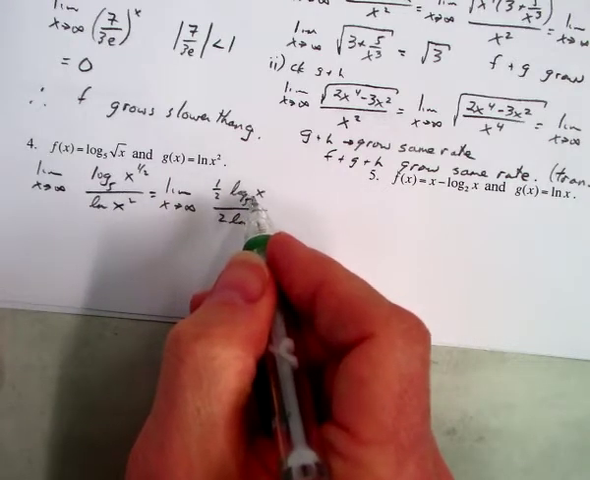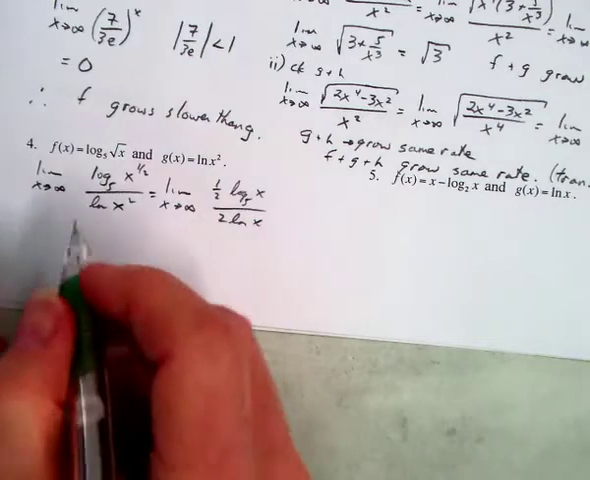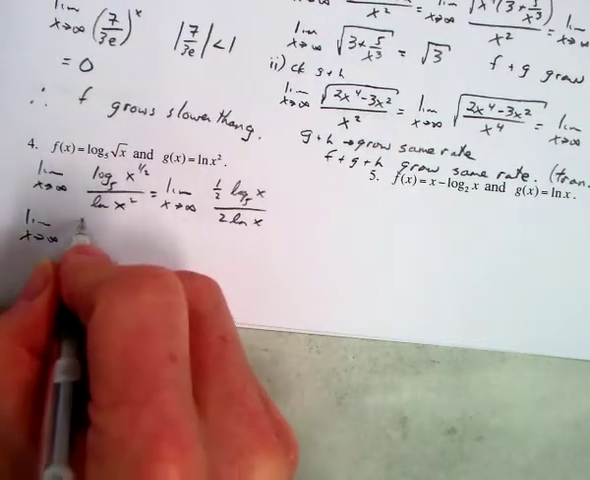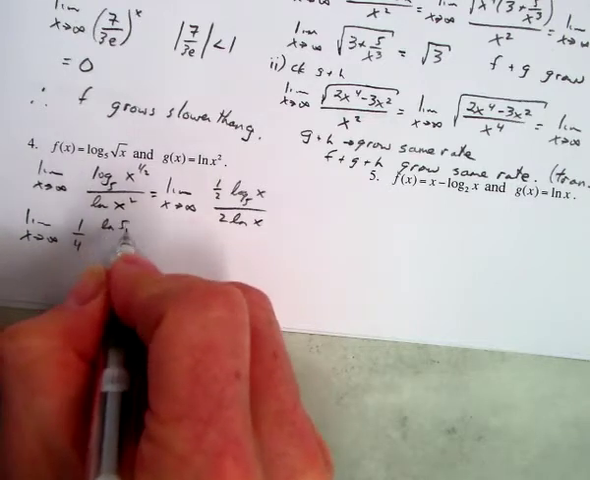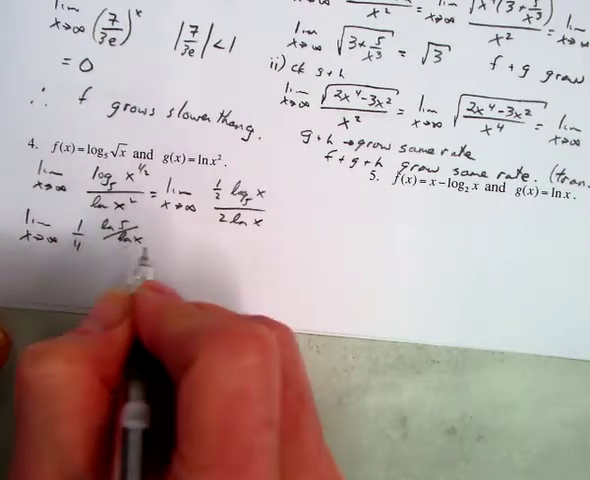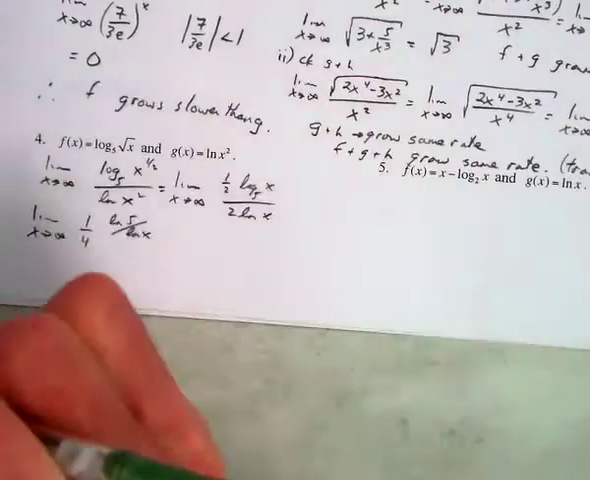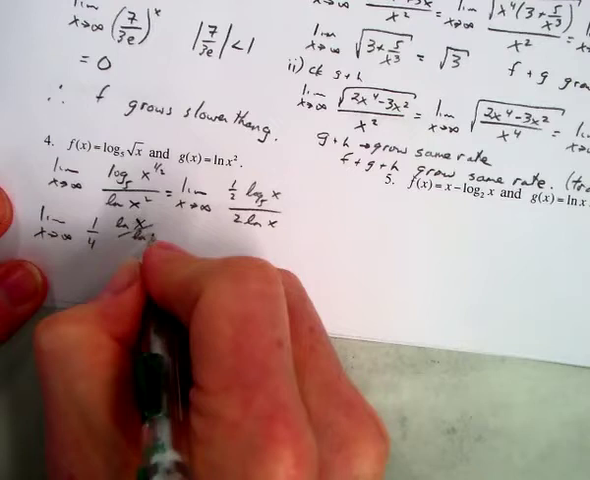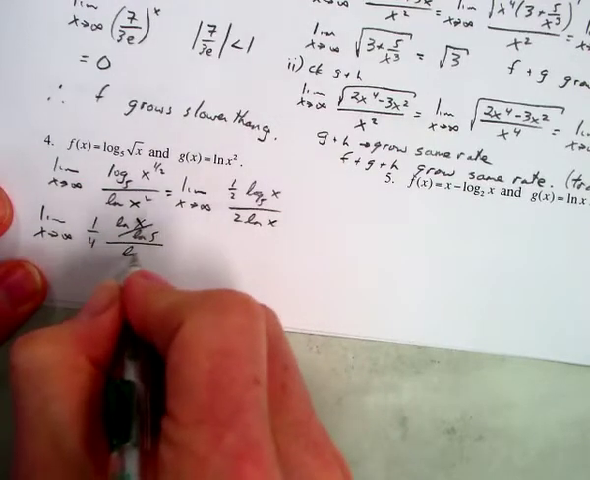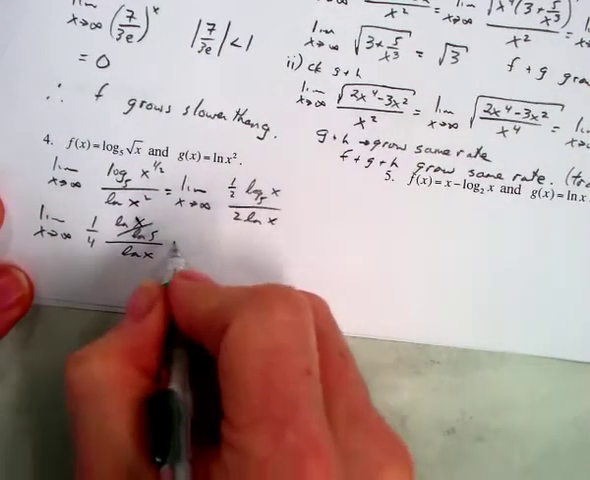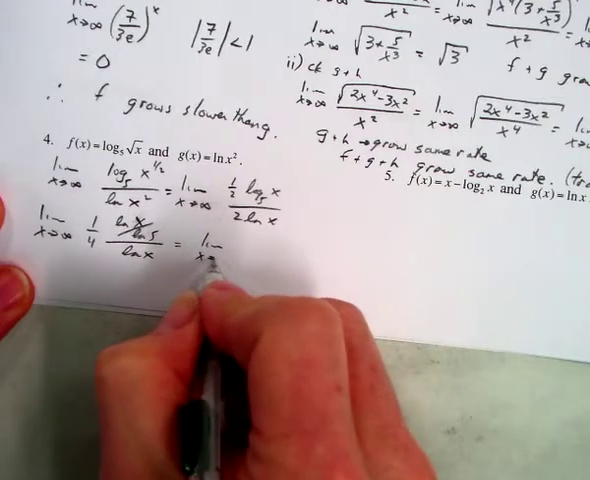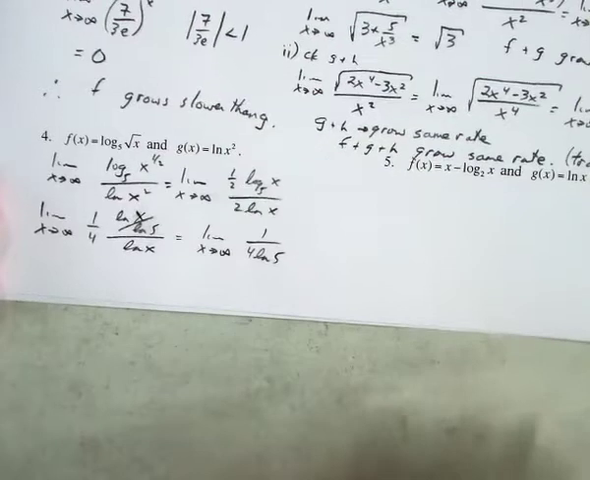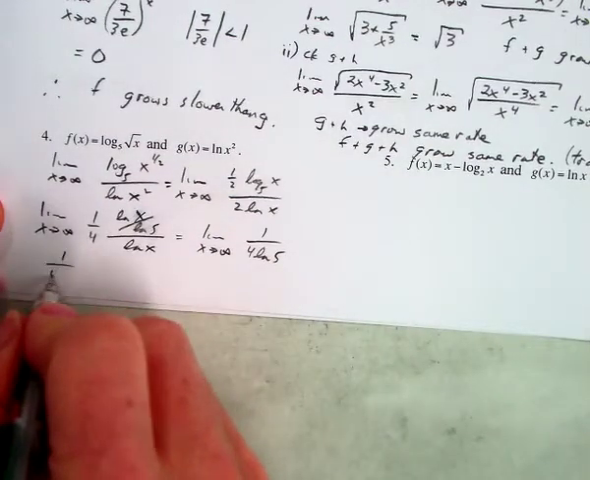Let's use a change of base for log base 5 of x. So we have 1/4, and then we convert that to natural log over natural log of x. Actually, I messed that up, didn't I? Let me put natural log of x over natural log of 5, divided by natural log of x. So this gives the limit as x goes to infinity of 1 over 4 ln of 5. So what does that equal? 1 over 4 ln of 5.